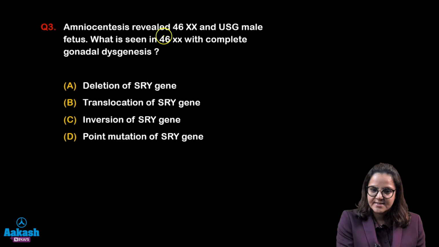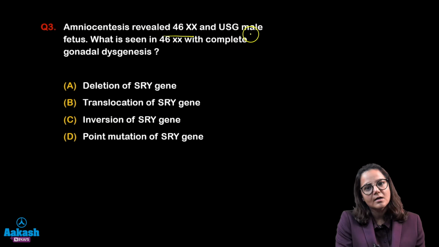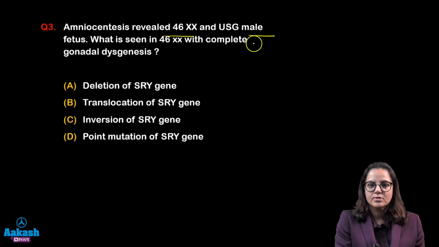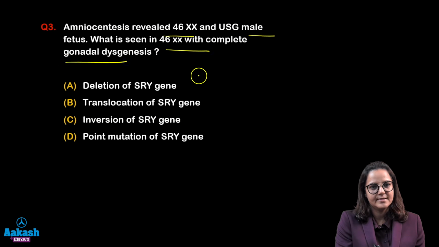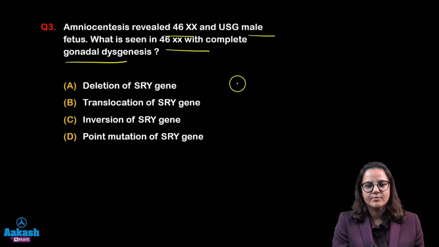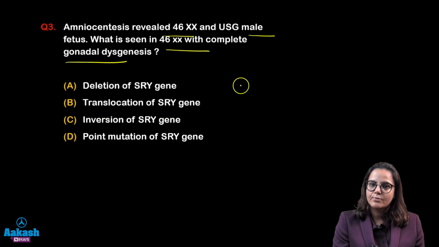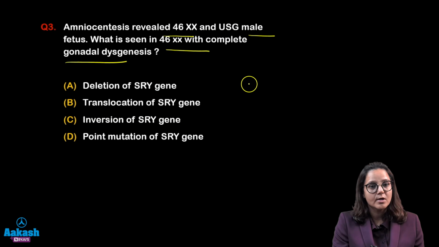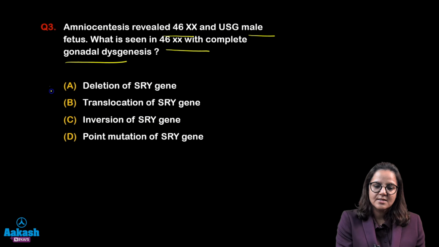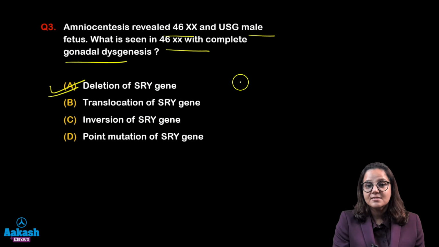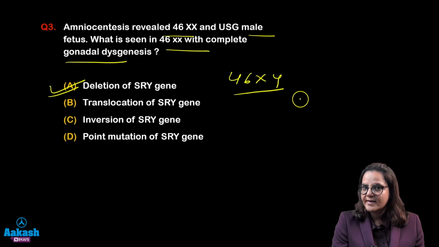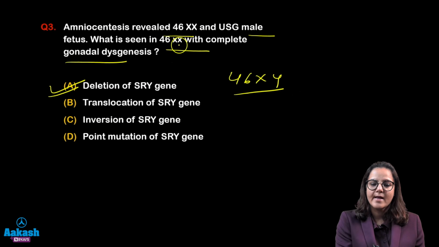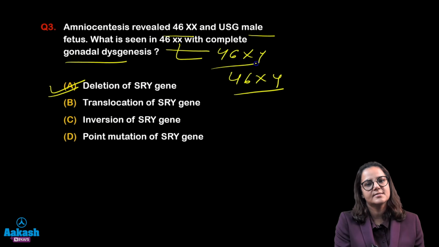Amniocentesis revealed 46XX, okay, it's a female baby, but ultrasound revealed that it's a male baby. So there was some problem and the diagnosis was made of 46XX with complete gonadal dysgenesis. Now, as per the options, we can say that there is some problem definitely with the SRY gene, but what is the problem? So there is deletion of SRY gene, but this deletion is associated with 46XY complete gonadal dysgenesis, and that was a little disconnect which I felt while taking the exam. As per me, this should have been 46XY.